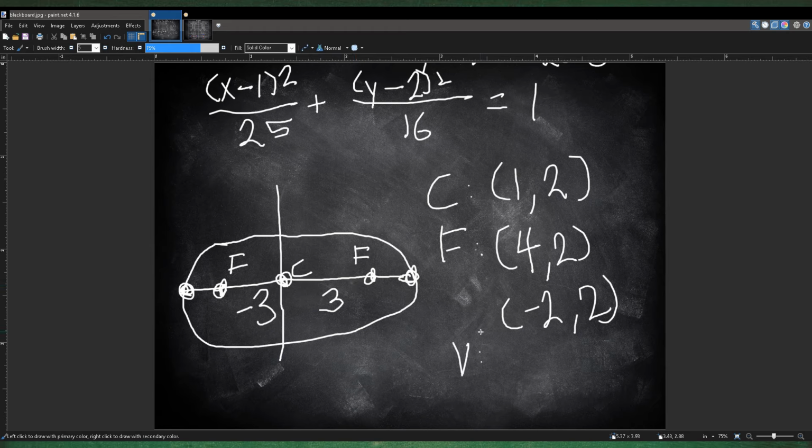Now you want to look for the vertices. The vertices are basically the points that are all the way at the end. If you look at the equation, all the way at the end would be under the bigger number. The biggest number here is 5. So it's going to go 5 over here, and minus 5 on this side. So the center plus 5, that's 6, 2, and minus 5 from 1 is negative 4, so negative 4, 2. And these are basically all the points. So that's how you do it. It's basically just that simple.